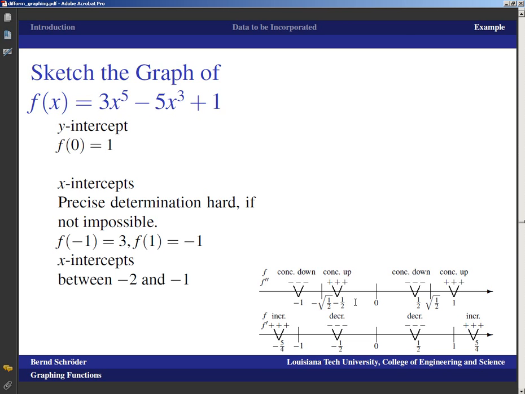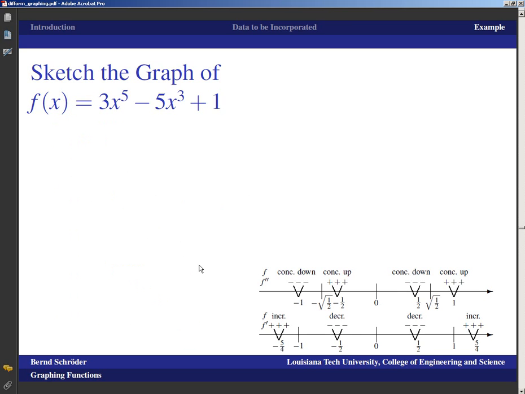We already have that. The x-intercepts are therefore between negative 2 and negative 1, because at negative 2 the function is negative and at negative 1 it's positive. Between 0 and 1, because at 0 it's positive and at 1 it's negative. And then there is another one between 1 and 2, because f of 2 turns out to be positive and f of 1 was negative. And that's as much as we're going to say about that.